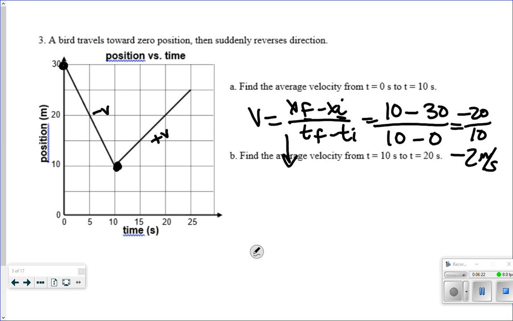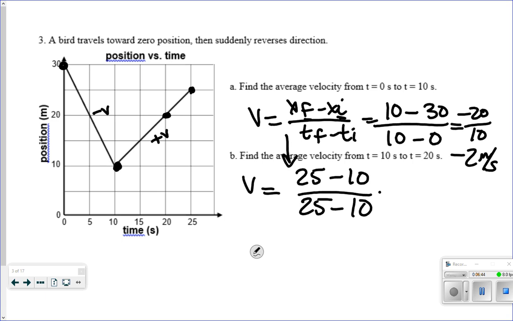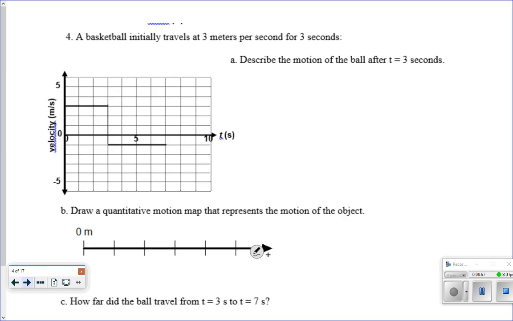When we do the same thing from 10 to 20, again, you can stop here. That's fine. I actually went to there because it's the same line and it's the same slope. That's not changing. So don't be alarmed. So again, I did my final position of 25. My initial position was 10. And then my time final 25. I don't have 0 for an initial time in this case because I'm starting somewhere in the middle. So I ended up with a naturally positive velocity that is not as large as the first one. And that makes sense because my line is not as steep. So that should work for us.